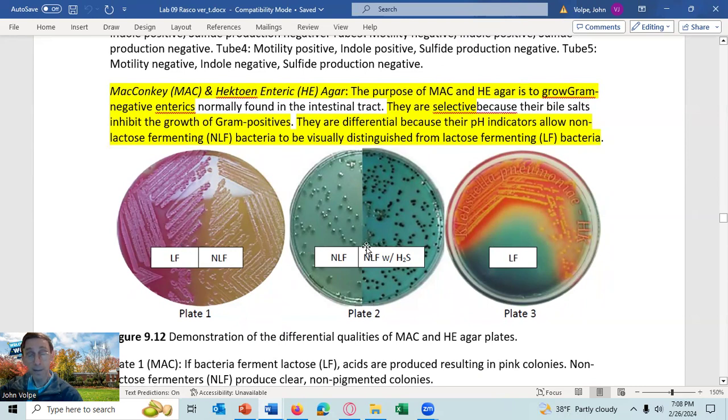On the HE plate, if the bacteria ferment the sugar lactose, the bacteria will have a salmon color. That's a yellow-orange color. And so this bacteria can ferment the sugar lactose. This one cannot, not salmon yellow colored. And like I said, you can look at Hektoen enteric, and if the colonies are black, that means it's producing hydrogen sulfide gas.